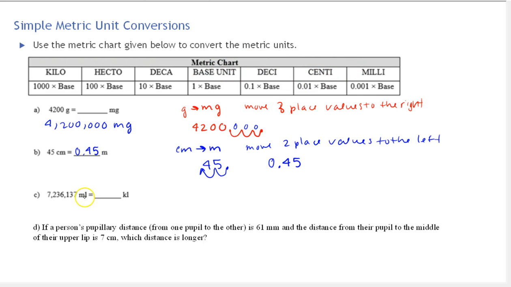Let's look at the next one. Now here we're converting from milliliters, so milli is down here, to kiloliters, which is all the way up here. Now let's see how many place values this is. We have 1, 2, 3, 4, 5, 6. So to go from milliliters to kiloliters, we're going to move 6 place values. And notice we move to the left.